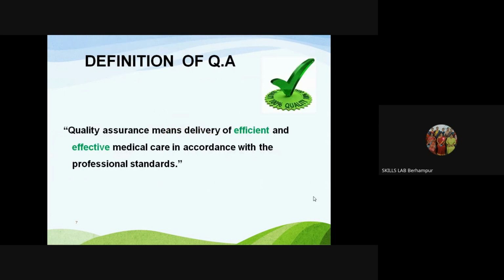Then next is the definition of quality assurance. Quality assurance means delivery of efficient and effective medical care in accordance with the professional standard. One must be efficient in their care and confident in providing the care. She or he knows every skill in every procedure of the nursing field. So she or he must provide efficient and effective care.